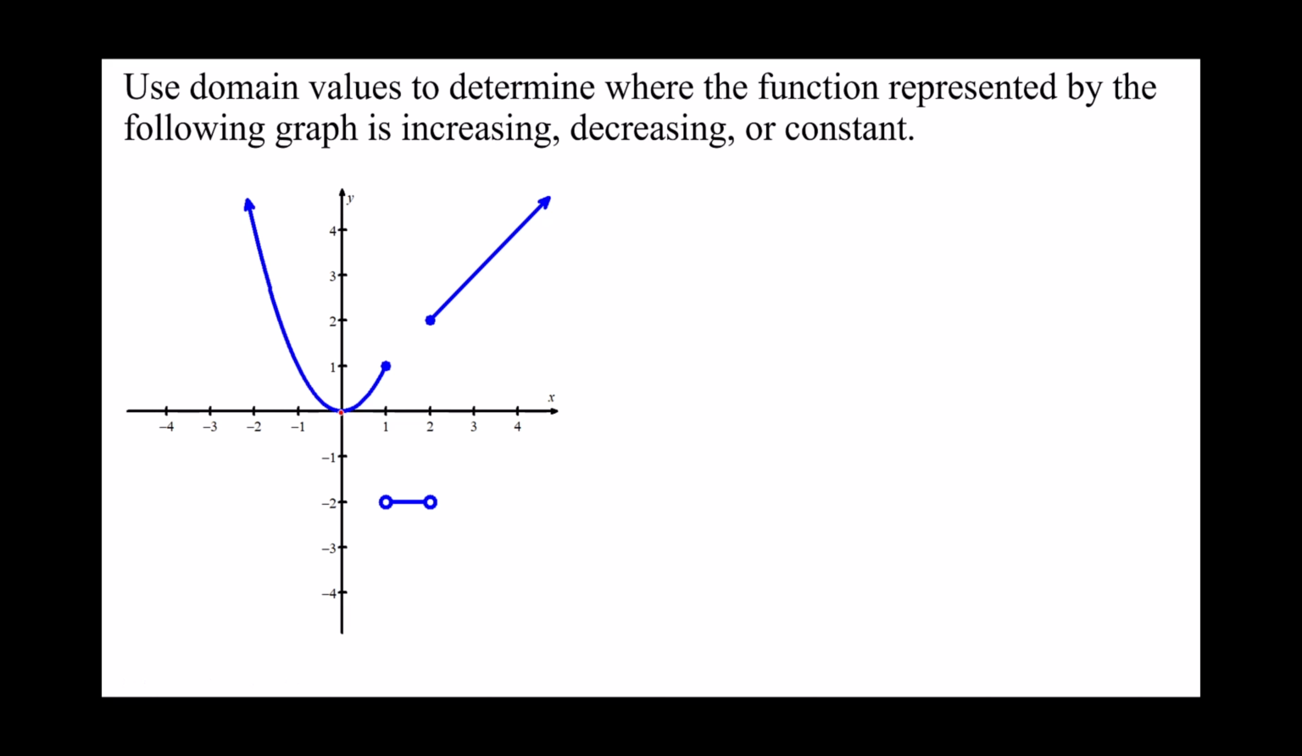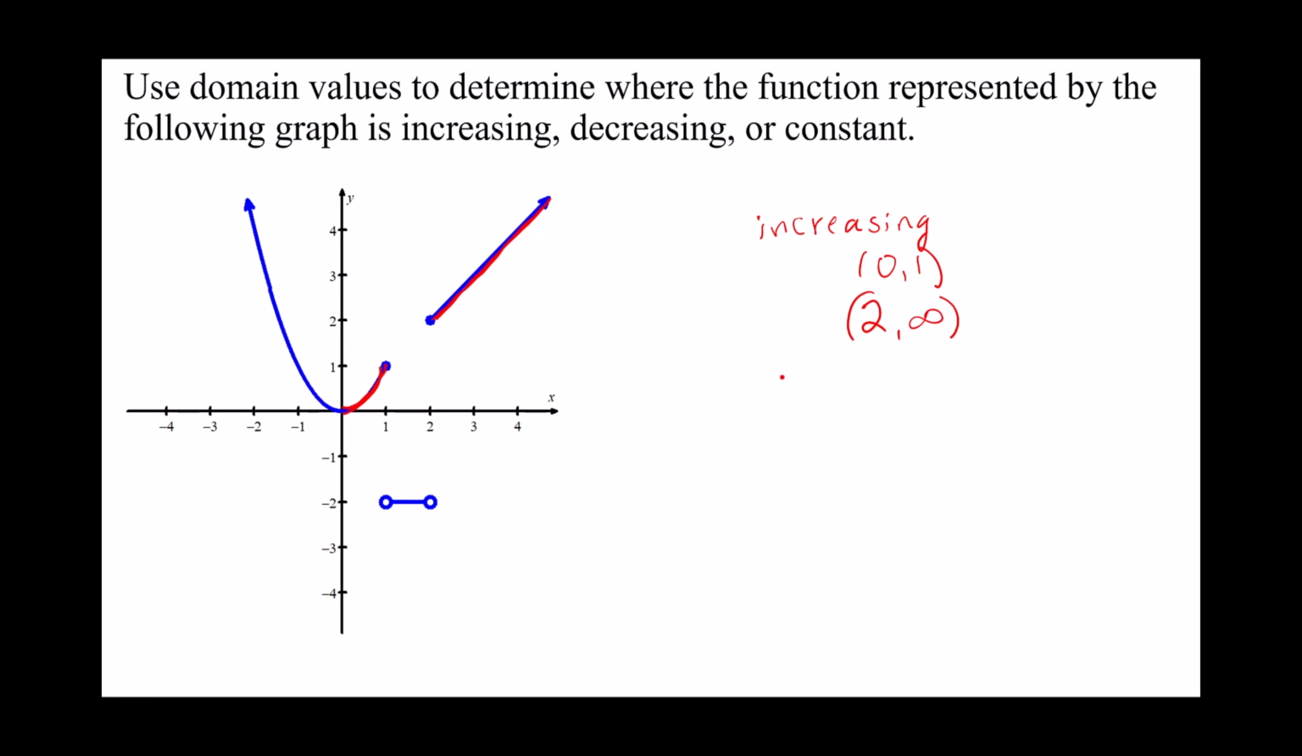When we talk about increasing or decreasing, we're talking about what the graph is doing from left to right. So this graph is increasing right here. It's increasing from when x is 0 to when x is 1. And it's also increasing right here, from when x is 2 to infinity. That arrow means that it's going to keep going forever.